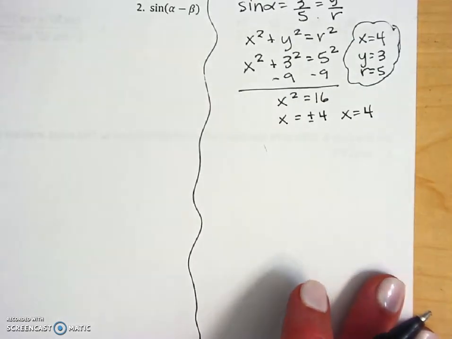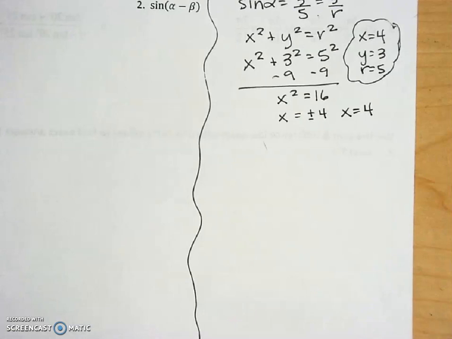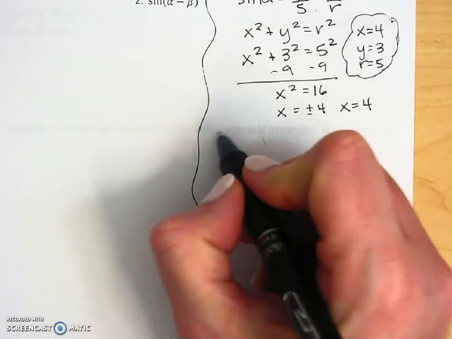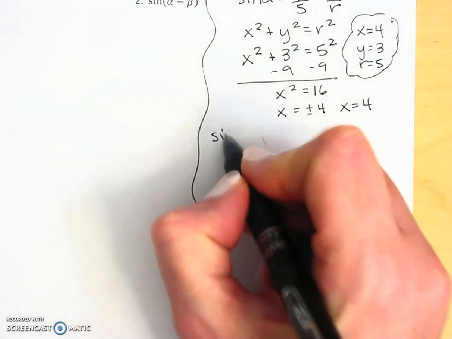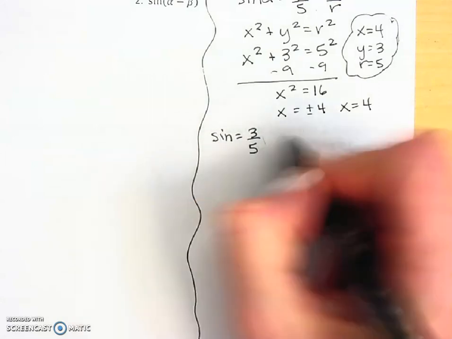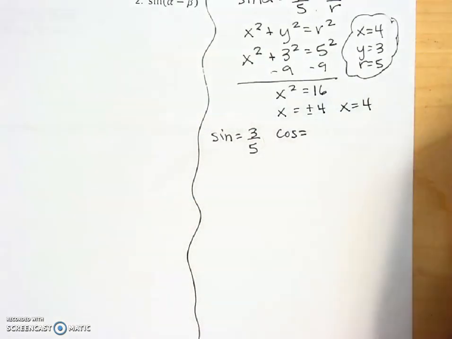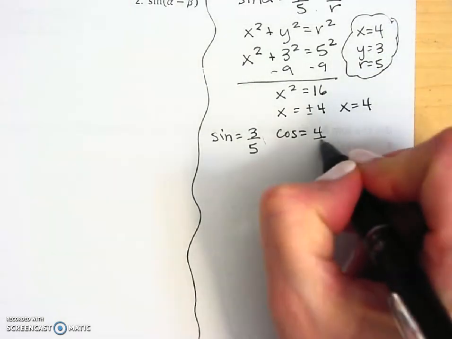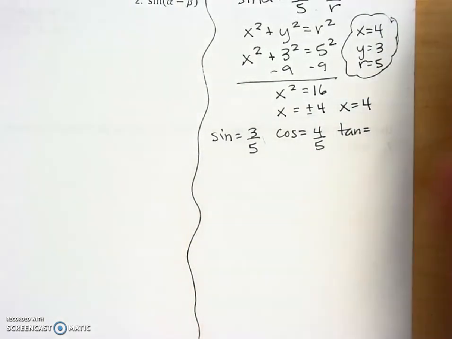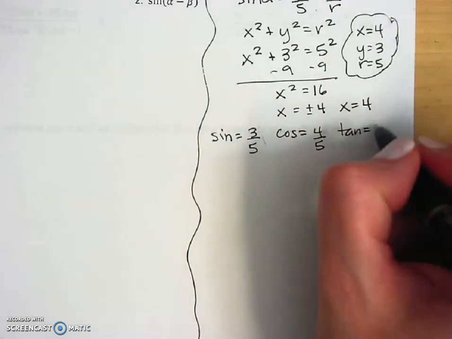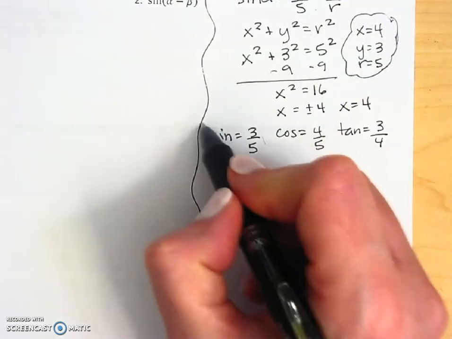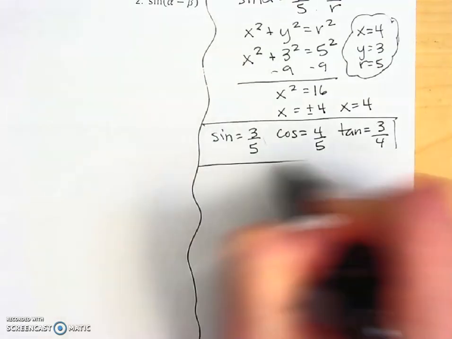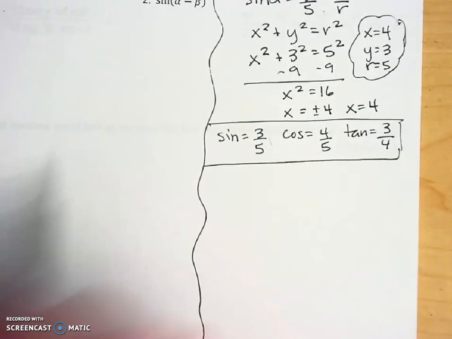So I can now write ratios for all 3 trig functions. We already knew sine was 3/5. Cosine is x over r, so that's 4 over 5. And tan is y over x, so 3 over 4. And we're just going to have these hang out here. We're going to use these in a bit when we go to do our formulas.